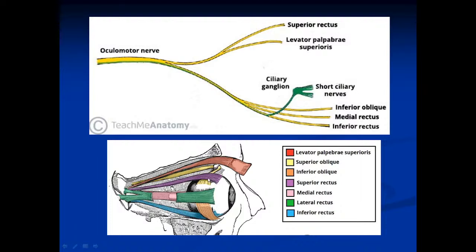And also you must know that inferior branch has parasympathetic fibers too. This green color is parasympathetic fibers, which innervate sphincter pupillae and ciliary muscle of our eye.